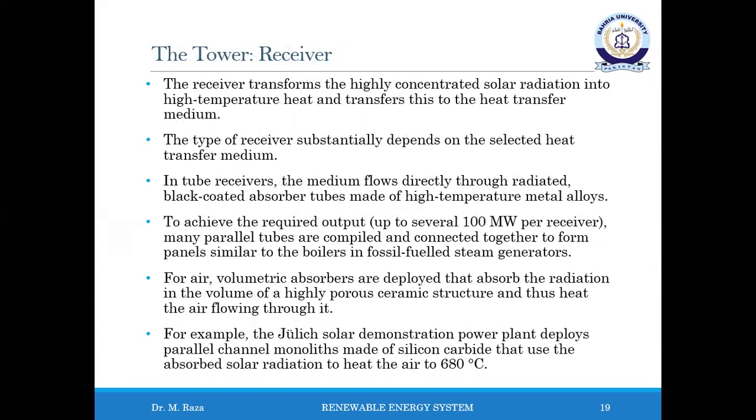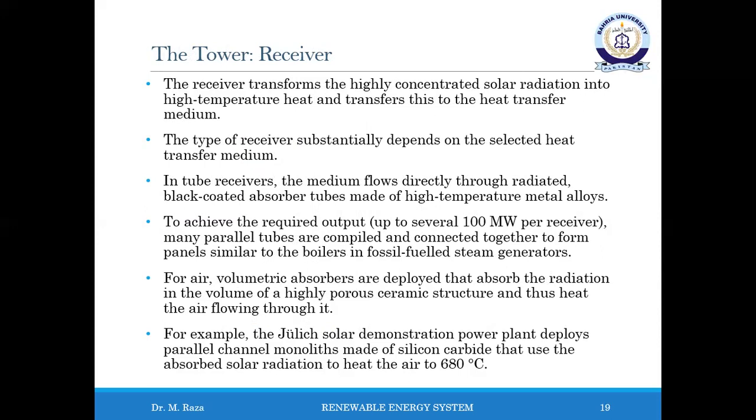The receiver transforms the highly concentrated solar radiation into high temperature heat and transfers this to the heat transfer medium. The type of receiver substantially depends on the selected heat transfer medium. In a tube receiver, the medium flows directly through radiated, black coated absorber tubes made of high temperature metal alloy. To achieve the required output of up to several hundred megawatts per receiver, many parallel tubes are assembled and connected together to form panels similar to the boiler in a fossil fuel steam generator.